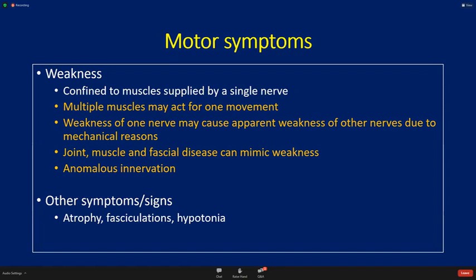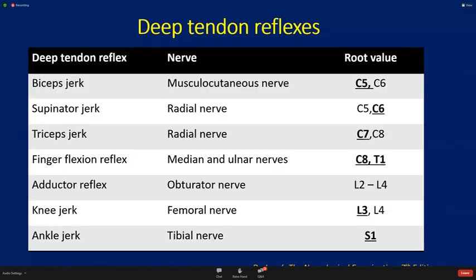Of course, the other symptoms and signs you will look for are atrophy, fasciculations, and hypertonia, all indicating a lower motor neuron type of involvement. The deep reflexes were already discussed by Dr. Madhu. So we mostly rely upon biceps, supinator, triceps, knee jerk, and ankle jerks, which have very specific root values, and the nerve distribution is for biceps musculocutaneous. For supinator and triceps, it's a radial nerve. For knee jerk, it is a femoral nerve, and ankle jerk is tibial nerve.